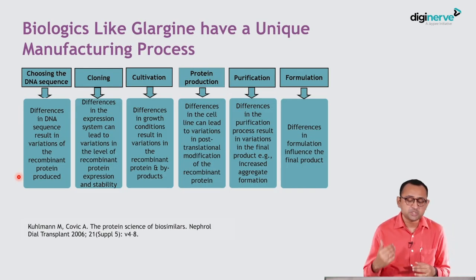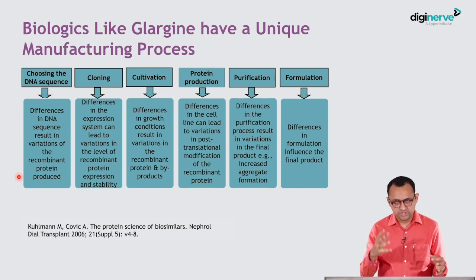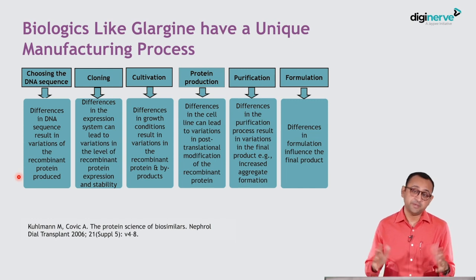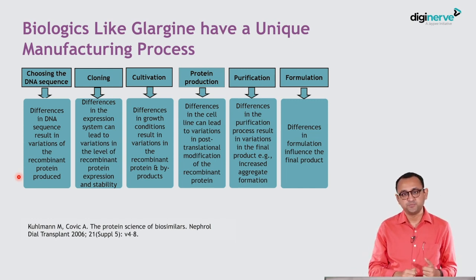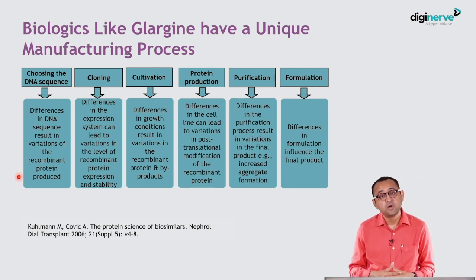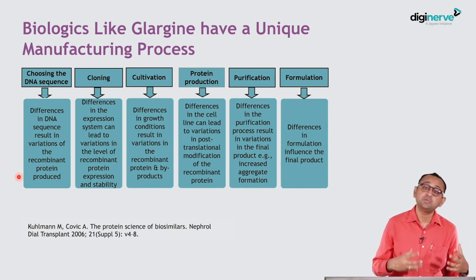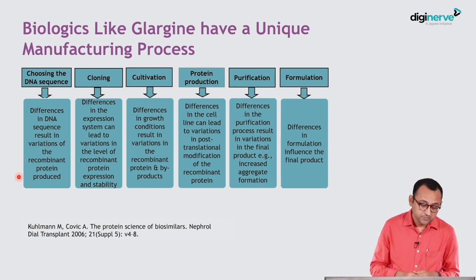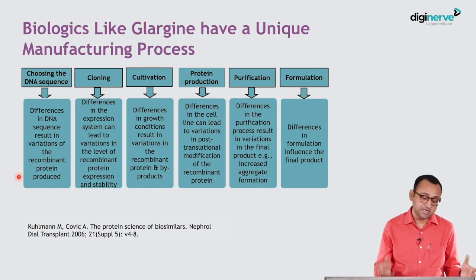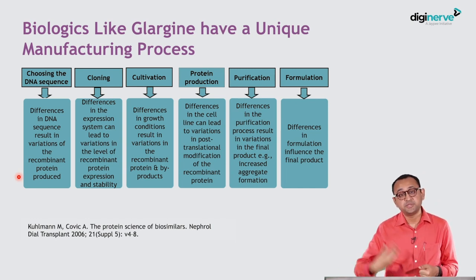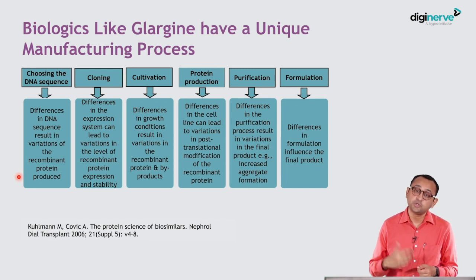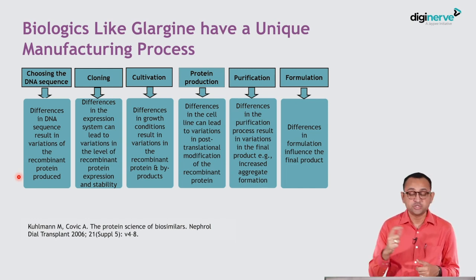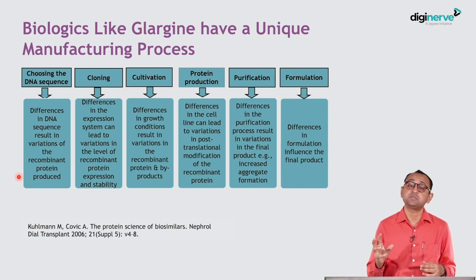When we discuss biologics, we need to know about the simple biologic first, that is insulin, and how it can be prepared. After this discussion you can assume the complexity of production of large biologics. First of all, the DNA sequence needs to be chosen. Differences in the DNA sequence may result in variations in the final product, the recombinant protein product. Then the next step is cloning. Differences in the expression system can lead to variations in the level of recombinant protein expression and its stability, so cloning is a very important step.